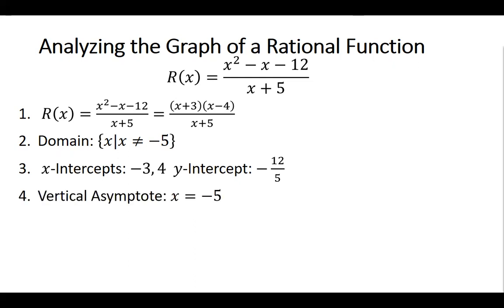So now let's determine our vertical asymptote. Remember, we said the domain is going to create our vertical asymptotes. We know that x is not able to be equal to -5, so therefore we're going to have a vertical asymptote at x equal to -5.